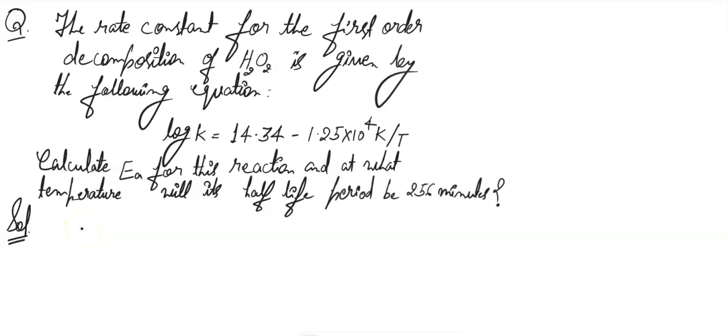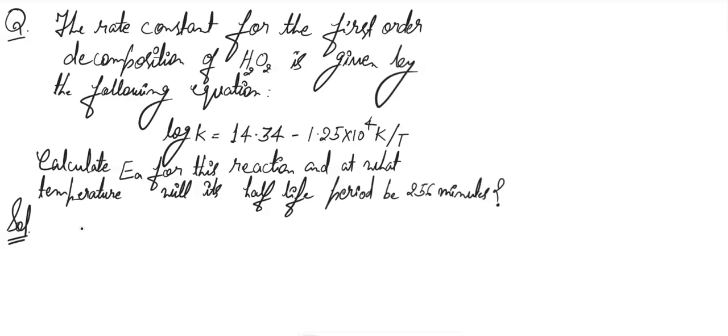The rate constant for the first order decomposition of hydrogen peroxide is given by the following equation, and the given equation is log K equals 14.34 minus 1.25 × 10^4 K upon T. We have to calculate the activation energy for this reaction, and at what temperature its half-life period will be 256 minutes.